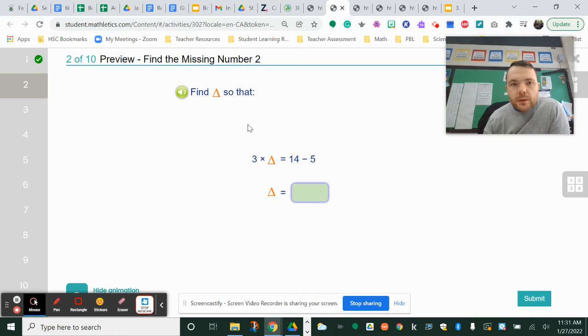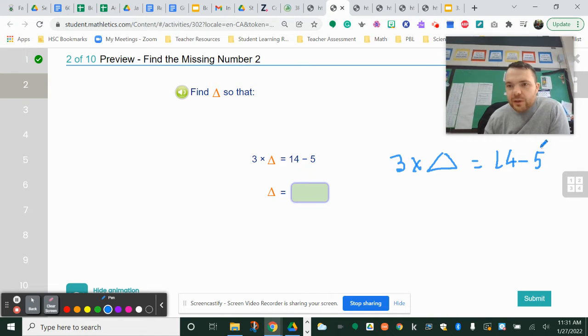This one. Find the triangle value so that 3 times the triangle value is equal to 14 subtract 5. Okay, so again, let's see what we can do here. I'll change my color pen to something more appealing. Okay, so we have 3 times something, and the something is represented by a triangle, is equal to 14 subtract 5. Now, please forgive my messy handwriting. I'm doing the best I can.